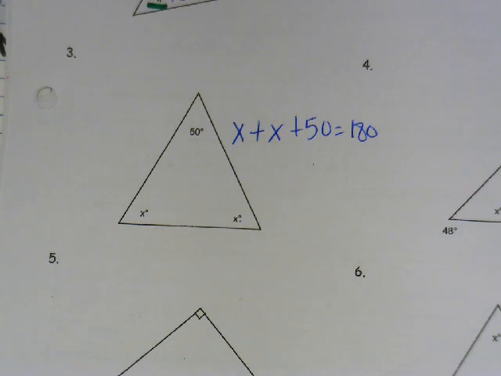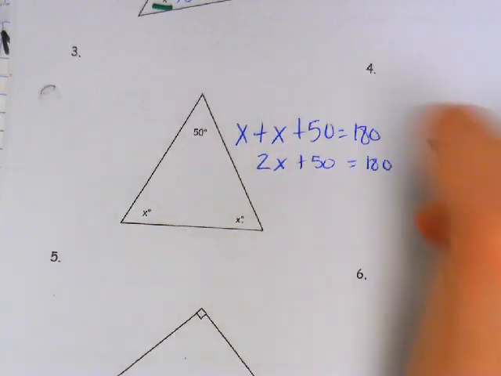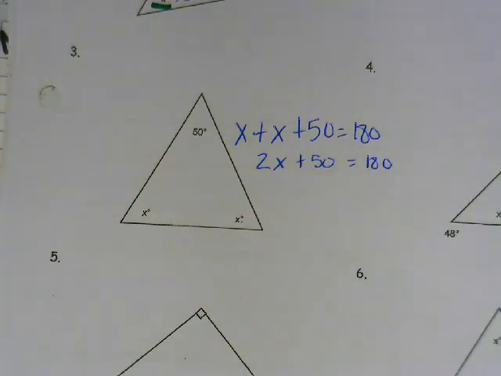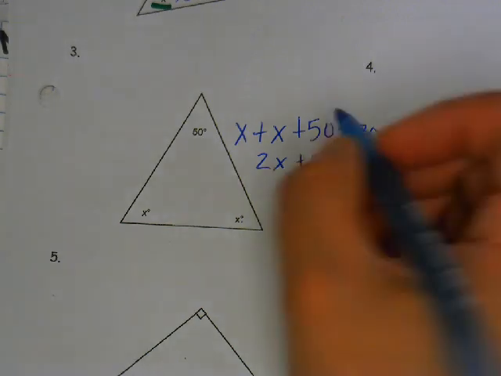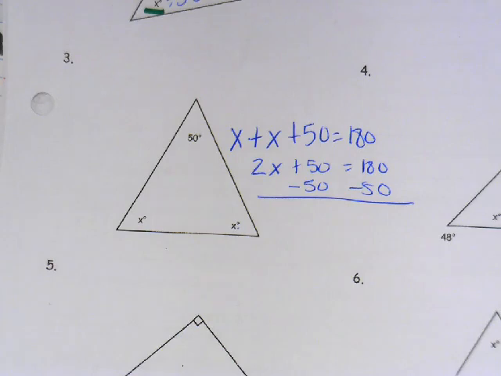Now, what is x plus x? 2x. So let's write that down. 2x plus 50 equals 180. What's the first number that I move? The 2 or the 50? 50. Minus 50, minus 50. All right, do that. First move the 50s.